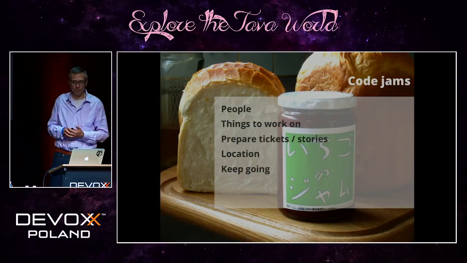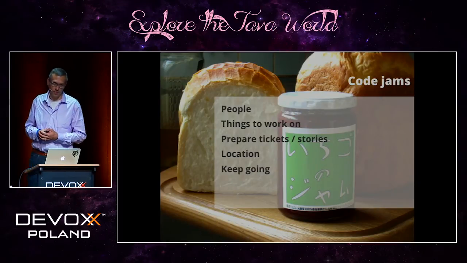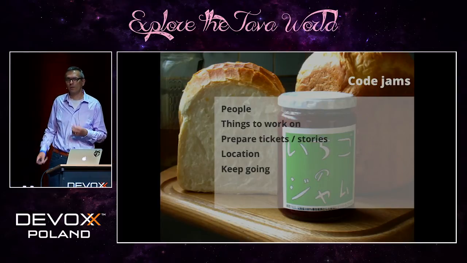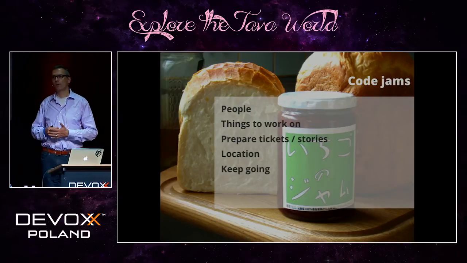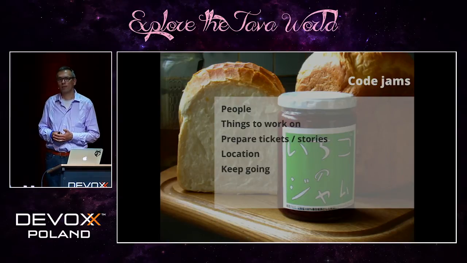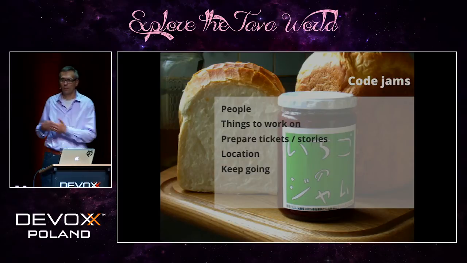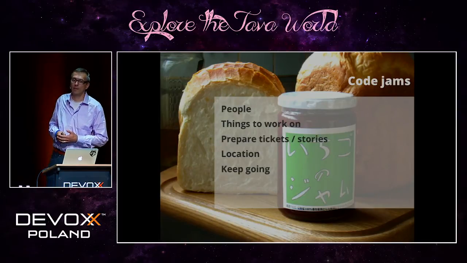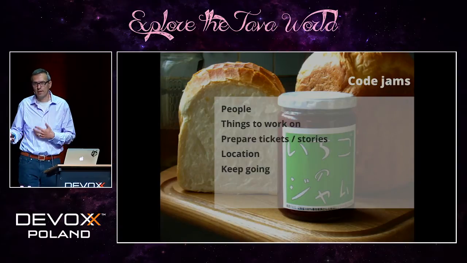So what's the recipe for a code jam? First and foremost, you need people. Without people, you can't really do a code jam. And you need things to work on. And this should be well prepared. So when doing code jams, people coming along for the first time would need to set up their development environment. And we like to ask people, if you attend the code jam, please be prepared and set up your development environment up front. There are recipes available in the OpenMRS wiki that tell you how to do so.